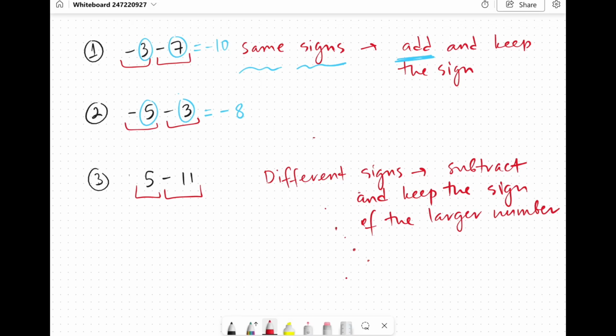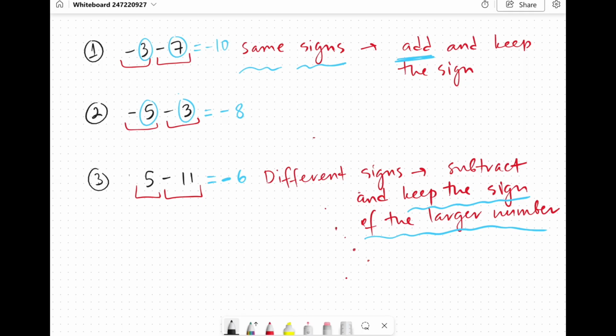So you subtract 11 minus 5 because 11 is bigger. You're going to subtract the bigger minus the smaller. 11 minus 5 is a 6. And then you are going to ask yourself which one of the two numbers was larger. Well, 11 was larger and it had a negative sign, and that's the sign that you give to your answer. So that's what you mean by keep the sign of the larger number.